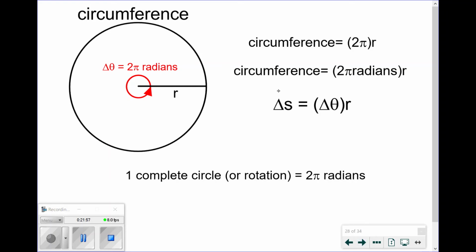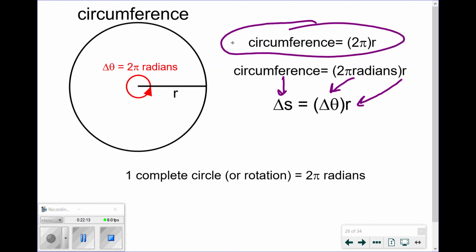And if we think about it, circumference is just an arc distance, so that's delta s. 2 pi radians is an angle for that arc distance, and radius is radius. So if you've worked with this equation before, you've actually worked with delta s equals delta theta r. You just never realized it because people talked about the full circle and not just a section of it. For any complete circle, the angle is always 2 pi radians.